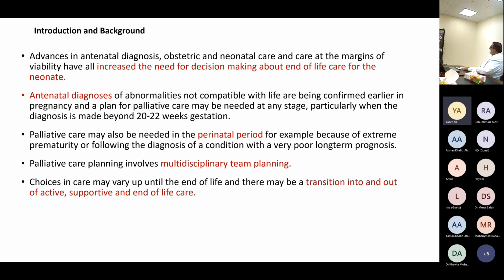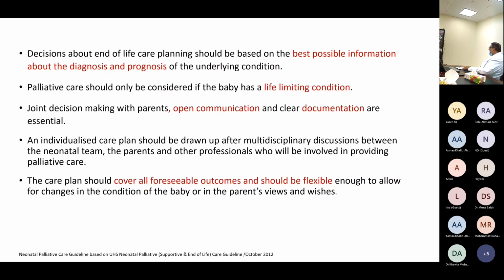Palliative care planning involves multidisciplinary team planning, and the choices in care may vary until the end of life to allow the transition into and out of active, supportive, and end-of-life care. The decision about end-of-life care planning should be based on the best possible information about the diagnosis and prognosis of the underlying condition, and palliative care should only be considered if the baby has a life-limiting condition. Joint decision-making with parents needs open communication and clear documentation. The care plan should cover all foreseeable outcomes and should be flexible enough to allow for changes in the condition of the baby, as well as the parents' wishes and views.